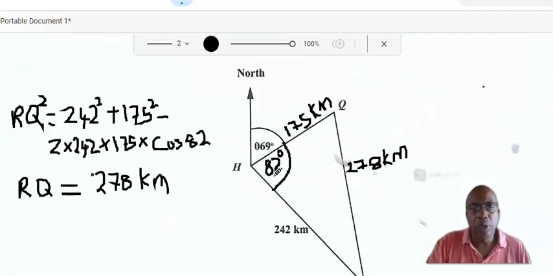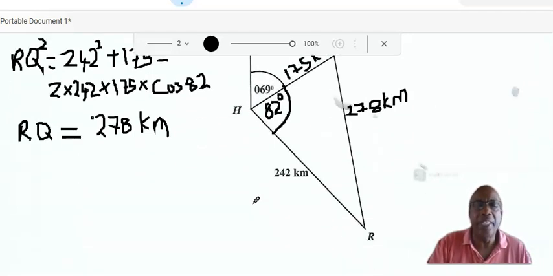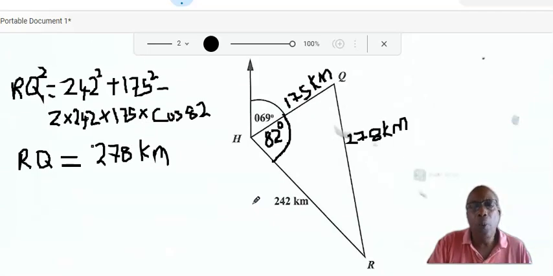Now, in bearings, since north is straight upwards, then south is the opposite of north, which is straight downwards. So all we need to do is draw a straight line due south to the left of R, and then a straight line due east to meet R. So in effect, we have to draw a right angle triangle. Let us do this now.